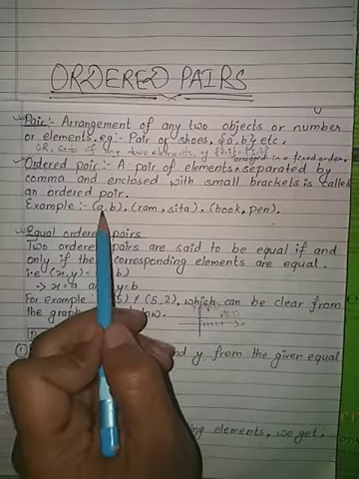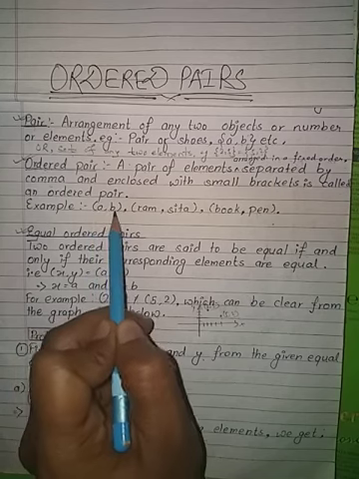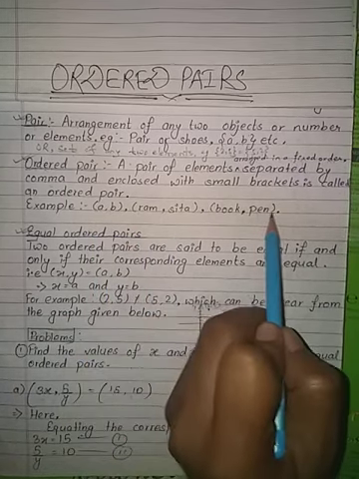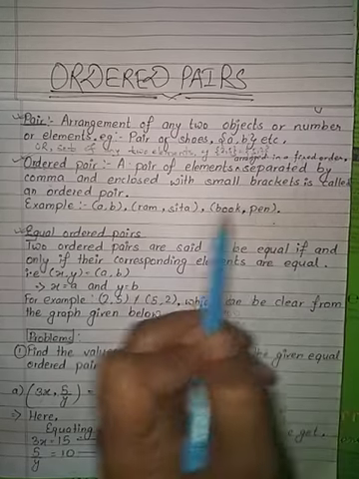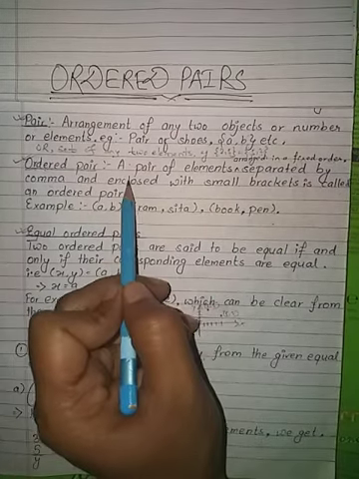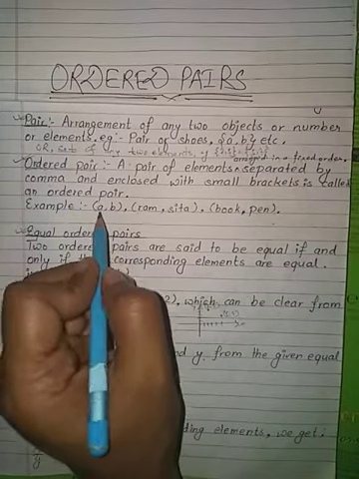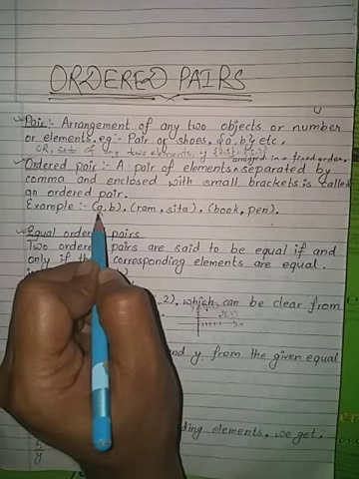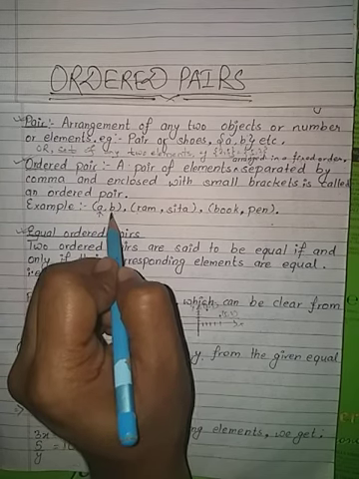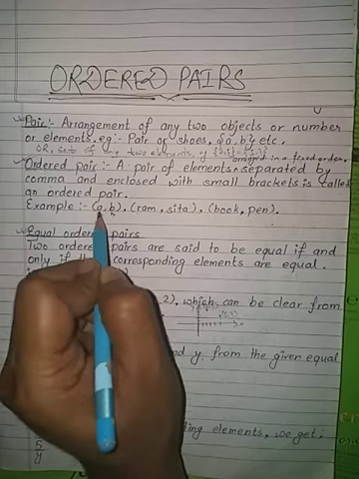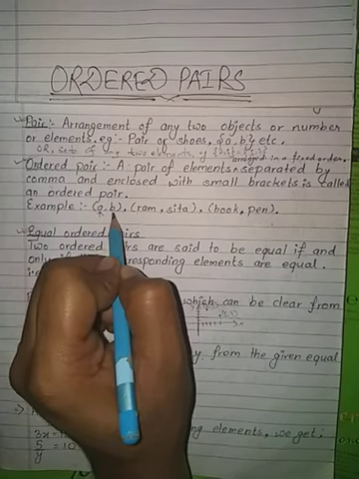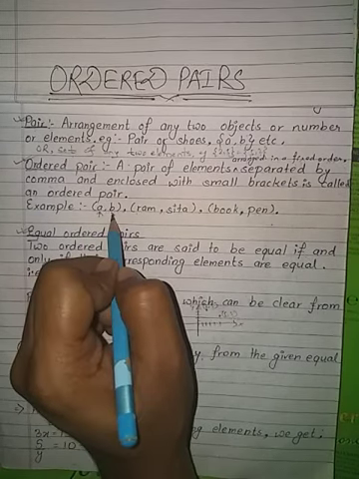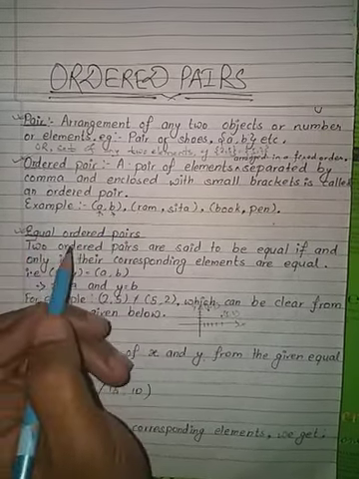So here the example: a, b enclosed with small brackets. Similarly, Ram, Sita enclosed with small brackets, book, pen enclosed with small brackets, and so on. These are some examples of ordered pairs. In an ordered pair, the first component is called the antecedent, and the second component is called the consequent. They are also called the x coordinate and the y coordinate in terms of coordinate axes. We'll be discussing that later on.